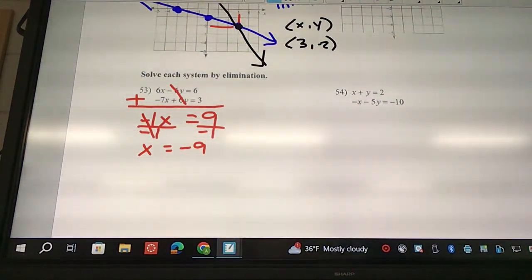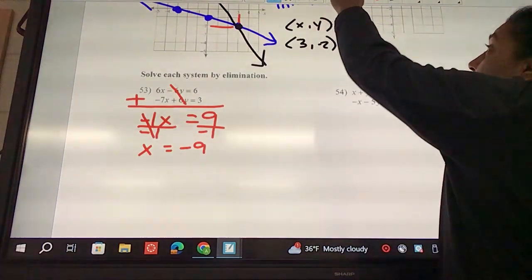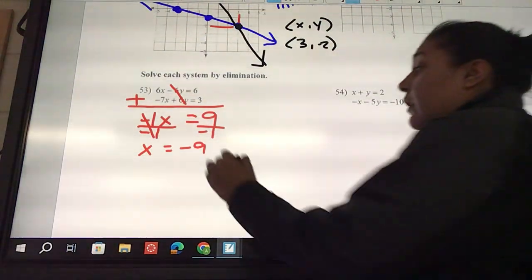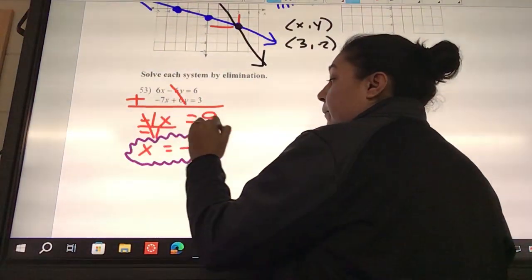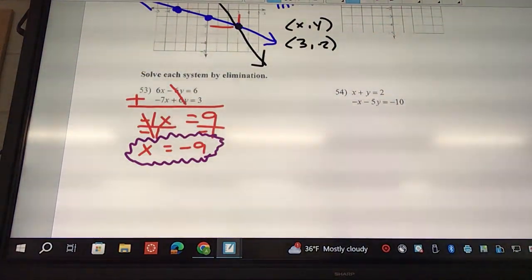Okay, then what do we do? Plug into. Here's where some of you get lost. Here's what I want you to do, for real: draw yourself some crazy looking stuff around here, that way you don't lose that coordinate.